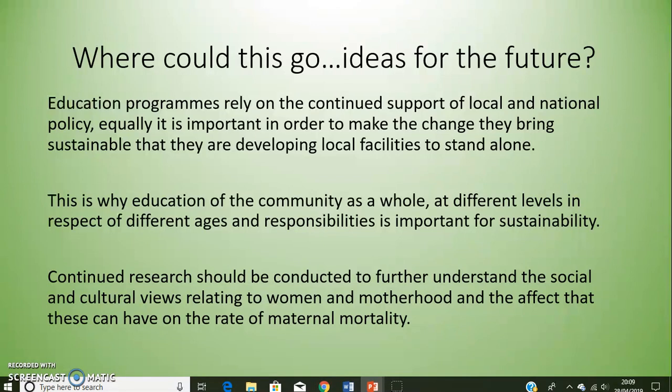and training skilled personnel. Continued research should be conducted to further understand the social and cultural views relating to women and motherhood, and the effect that these can also have on the rate of maternal mortality, and how these issues can be approached.